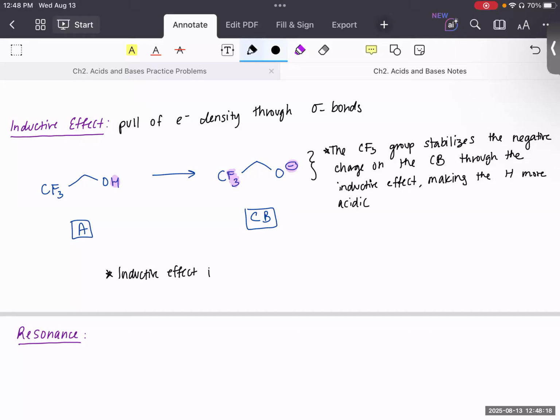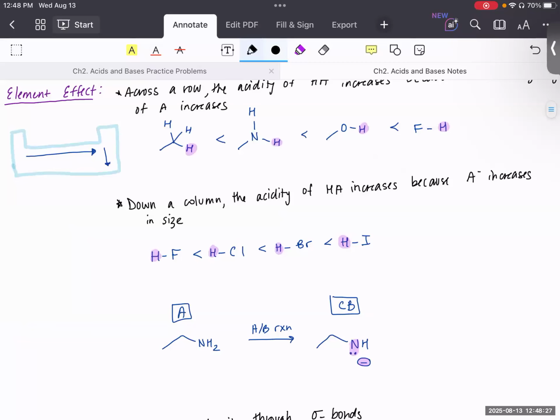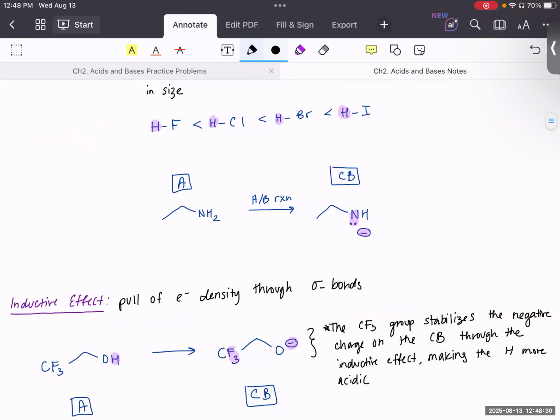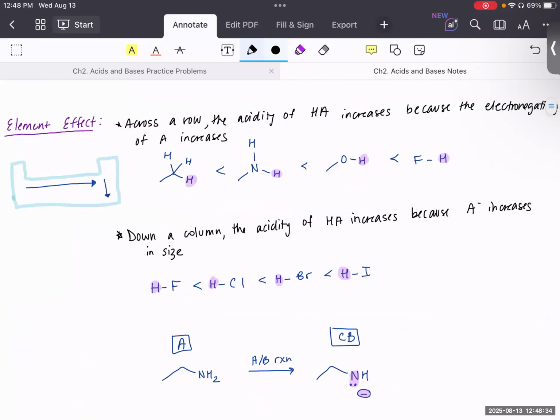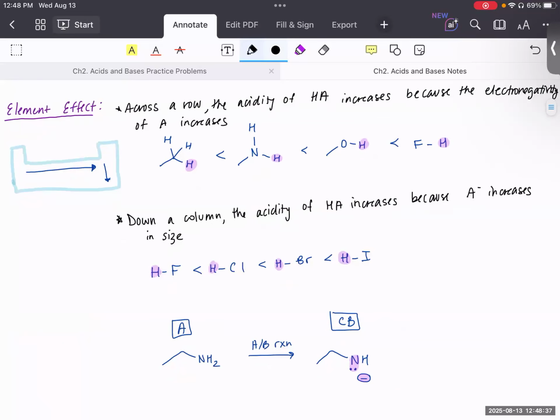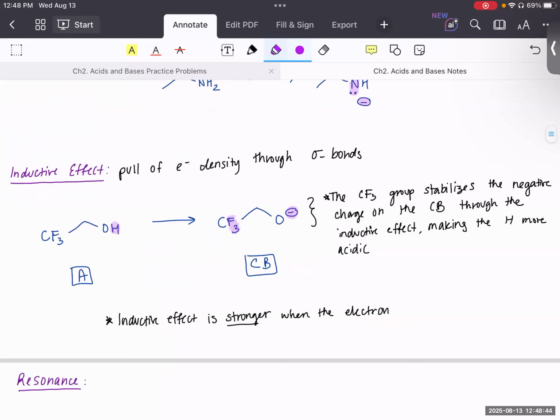And one common question I get is how do you differentiate between the inductive effect and the element effect? And the way that you differentiate these two is whether the hydrogen is directly bonded to the atom itself or not. So in this top one, in each of these examples, the hydrogen was directly bonded to the atom that we're comparing through the element effect, as opposed to here, the group that we're using for the inductive effect is removed from what the hydrogen is bonded to.